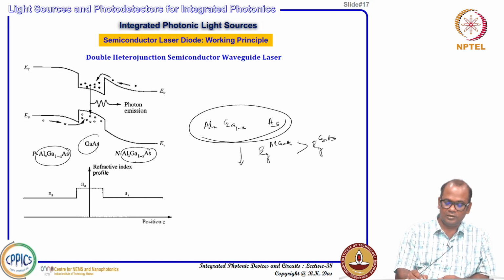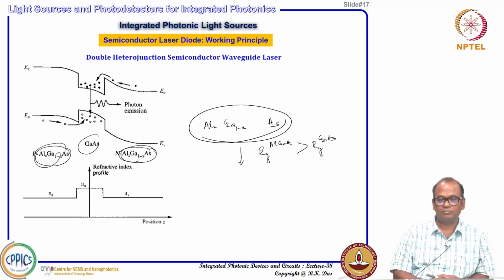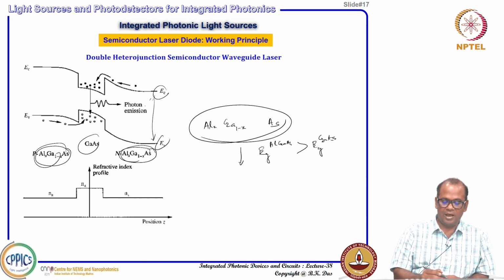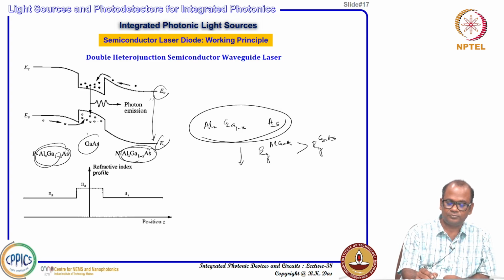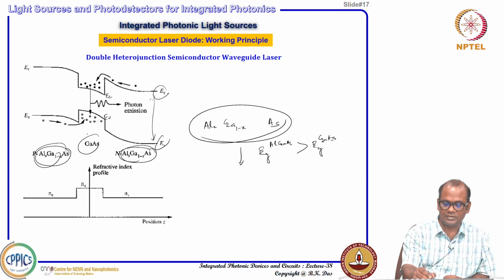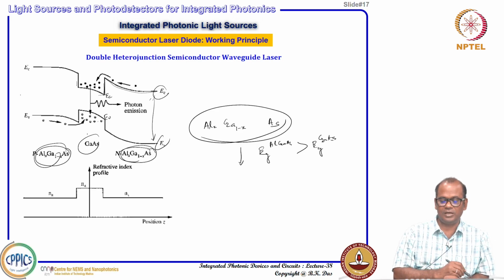Now, you see this side AlGaAs, this side AlGaAs, this is EC, this is EV, this is your band gap for the AlGaAs, and in between you have gallium arsenide. This is EC for the gallium arsenide, this is EV for the gallium arsenide. If you make a junction here, you see there is a clear cut step in the EC curve, a clear cut step here. Similarly, this side also you will see a step like this.